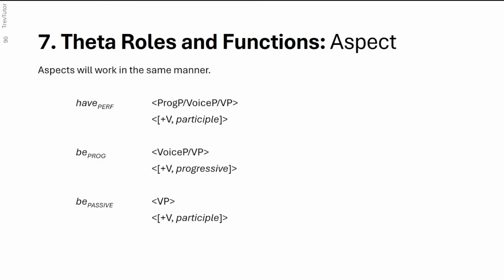Now, as far as aspects go, depending on the type of aspect, it'll be selecting for different forms, and we can think about these as the suffixes that are going onto the next form. So have is either going to take a progressive phrase, voice phrase, or verb phrase after, and it's going to want something in its participle form. So in other words, when we say have eats, we know exactly which form we need. We need this en participle form on the verb. Now, if we're having a progressive be, this is going to select either a voice phrase or a verb phrase, and it wants its form to be in the progressive. So be, eat, and then we have this ing, which is telling us that it's in the progressive form.